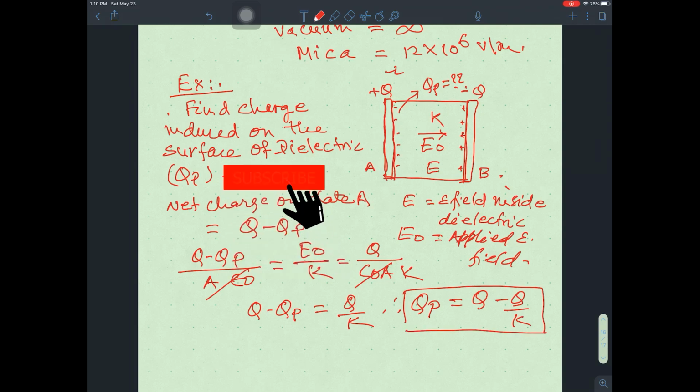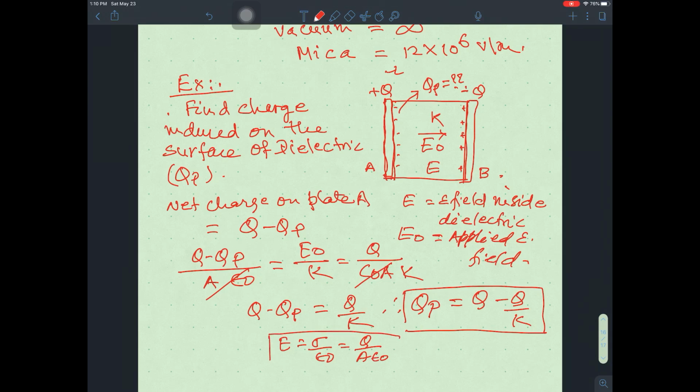This is your answer. Here I have used the formula E is equal to sigma by epsilon naught, that is Q by A epsilon naught. This formula I have used here.